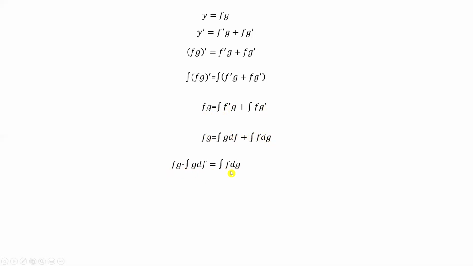Now at university, they tend to use u and v instead of f and g. So instead of f, everywhere you see an f, we're replacing it with u. So df becomes du, and all the g's become v's. So g becomes v, dg becomes dv. And this is a rule that you memorize. The integral of u dv is uv minus the integral of v du.